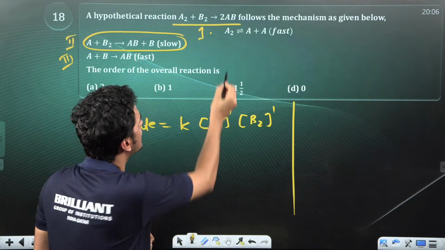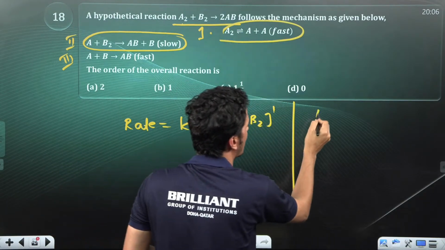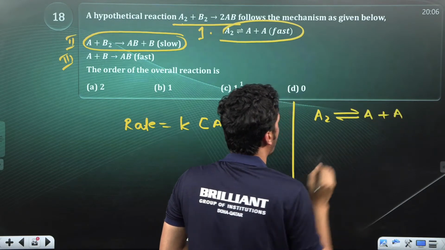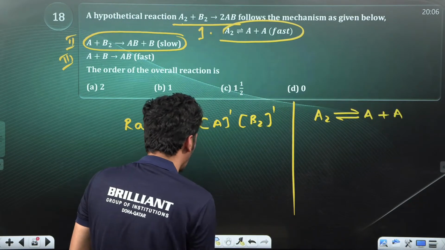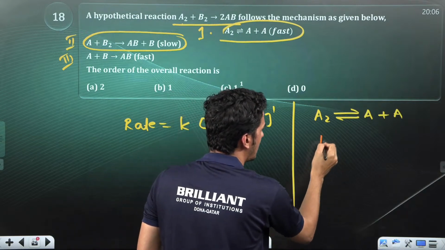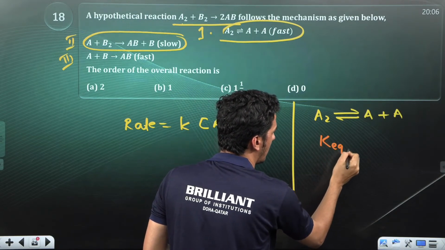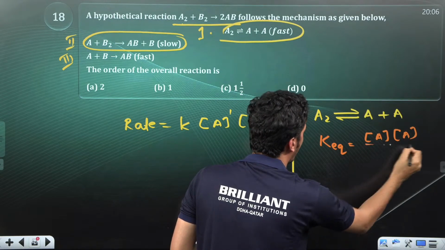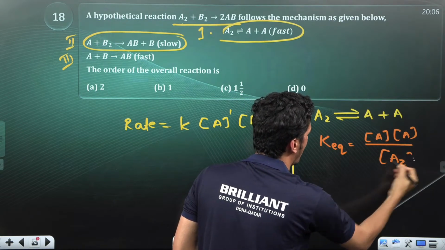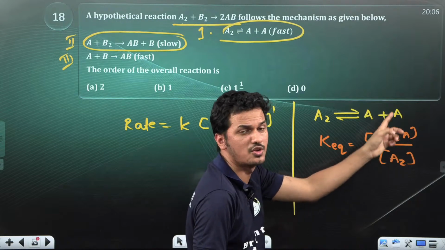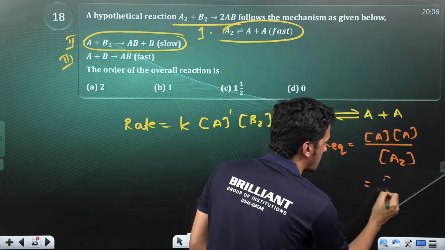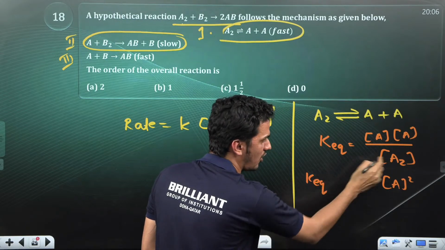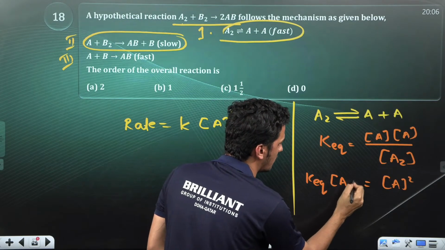Is there any such reaction? Yes, the first step is there. So what's the first step? A2 reversibly gives A plus A. Then what's the equilibrium constant for that reaction? I can write equilibrium constant K_eq equal to concentration of A into concentration of A divided by concentration of A2. What is concentration of A into concentration of A? Concentration of A squared. This A2 I can take to the left hand side. So K_eq into concentration of A2 will come.